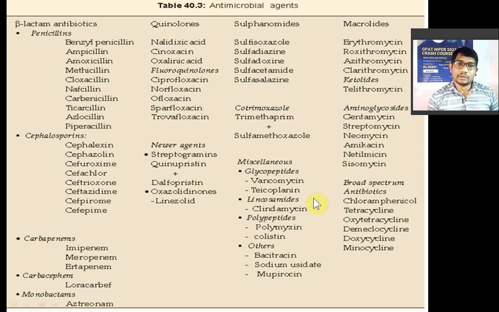Now again, broad spectrum antibiotics. Look here, which are the broad spectrum antibiotics? Broad spectrum means what? They are active against a variety of organisms. Broad spectrum means they act on many microorganisms. For example, chloramphenicol and tetracyclines, they are broad spectrum. In tetracyclines you have oxytetracycline, chlortetracycline, demeclocycline, minocycline, etc.